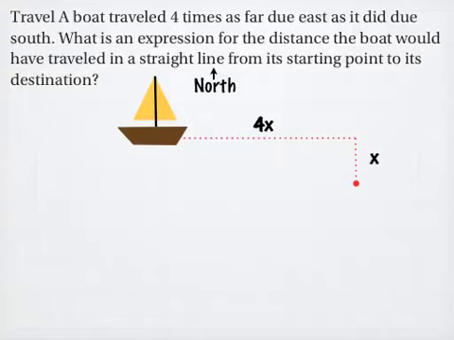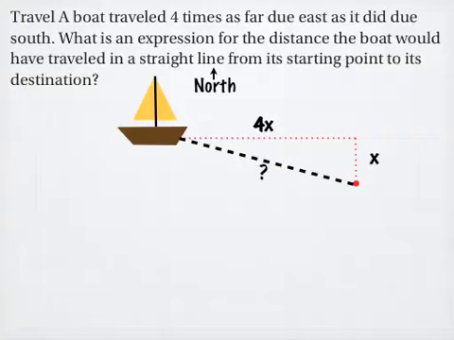And then it says, what is an expression for the distance of the boat would have traveled in a straight line from its starting point, so in this case from the boat, to the larger red dot on the bottom right side. So it's asking me the straight distance from the boat to that point, and I'm going to just say that that's going to be my question mark.